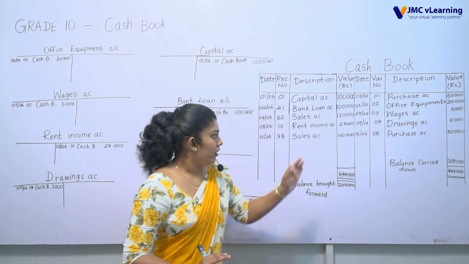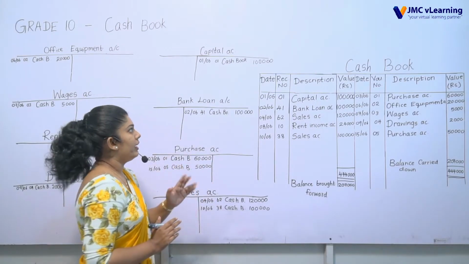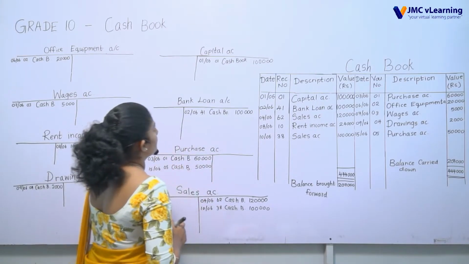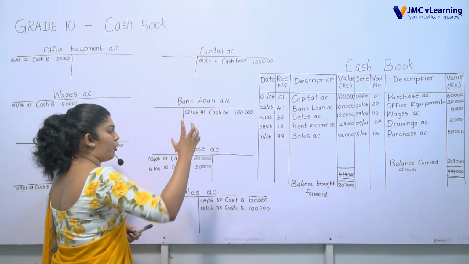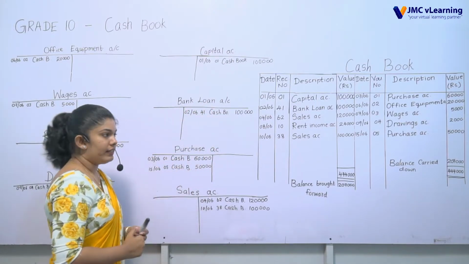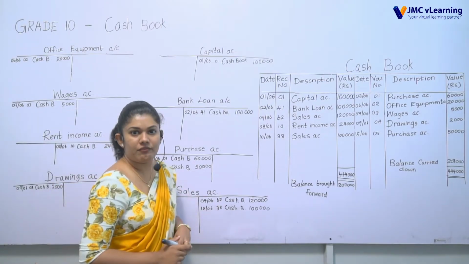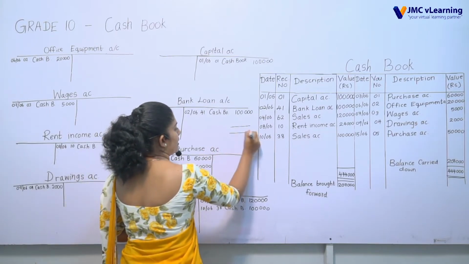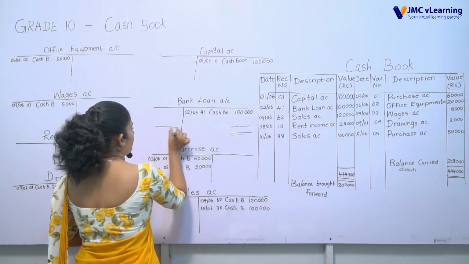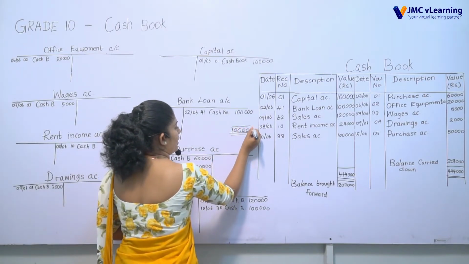And we have to close the other accounts also. That you can do. I'll start from here and show you one account. Then you have to do the rest of the accounts by yourself. So here, the highest side is this. 100,000 for both sides.